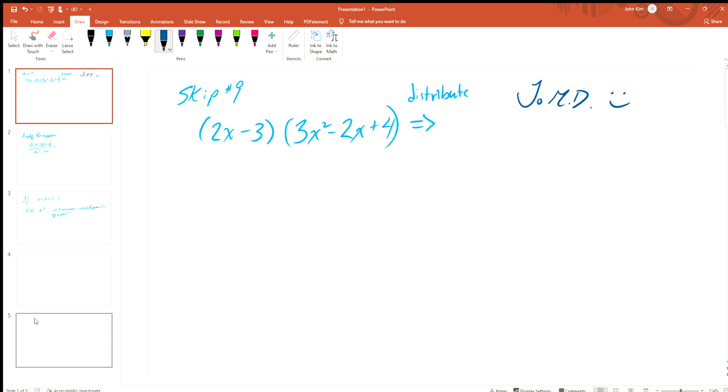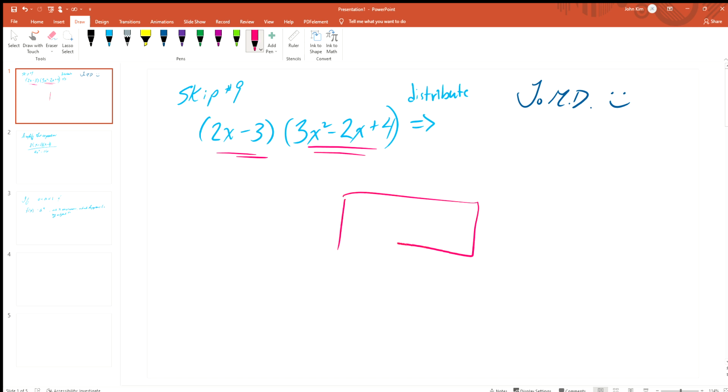So one of my students, whose name is MD, wanted to get some help with some problems from the ACT question. Excuse me, I'm going to skip number 9. We'll maybe go over that a little bit later on, but I am going to do this problem for you. 2x minus 3, let's use pink for now, 2x minus 3 times 3x squared minus 2x plus 4.